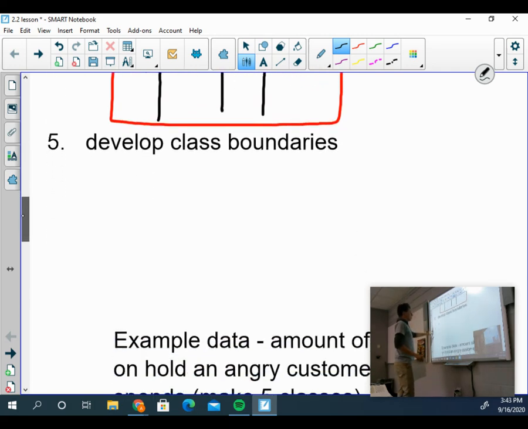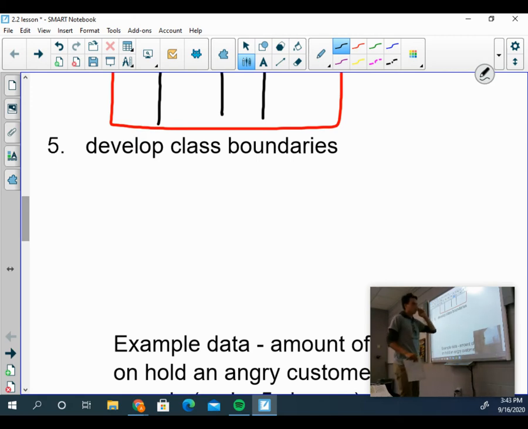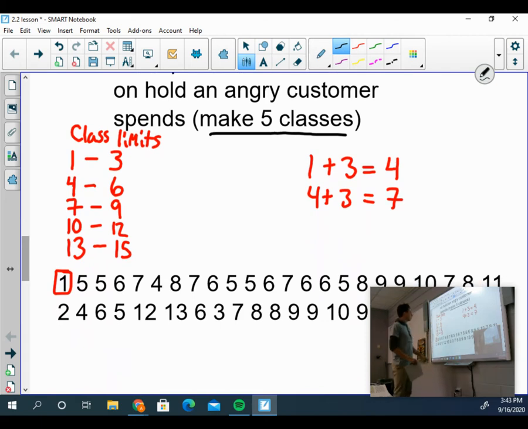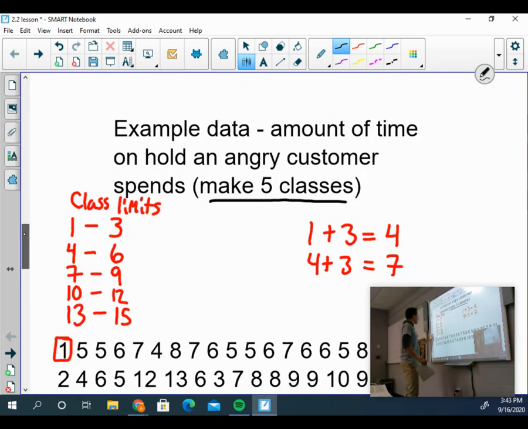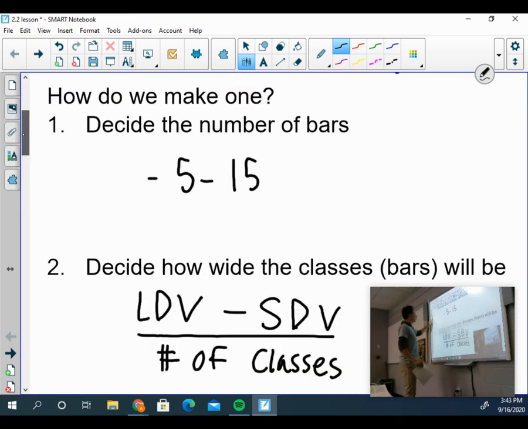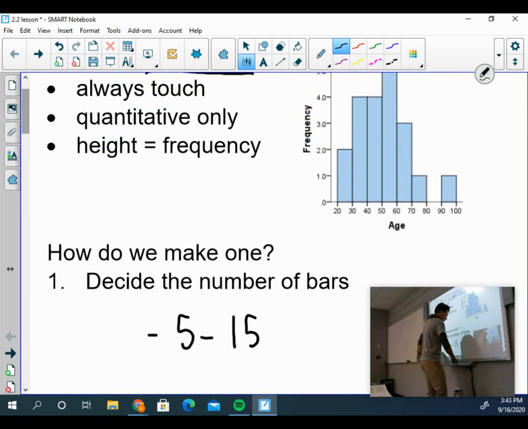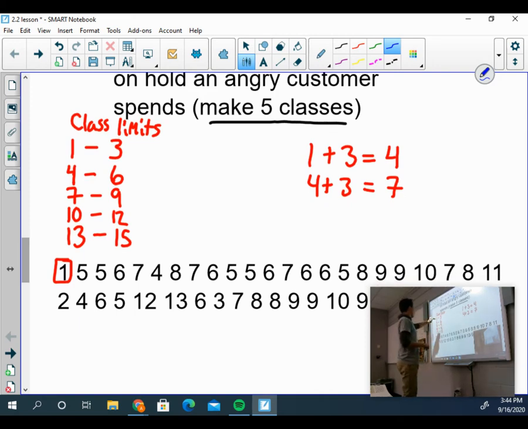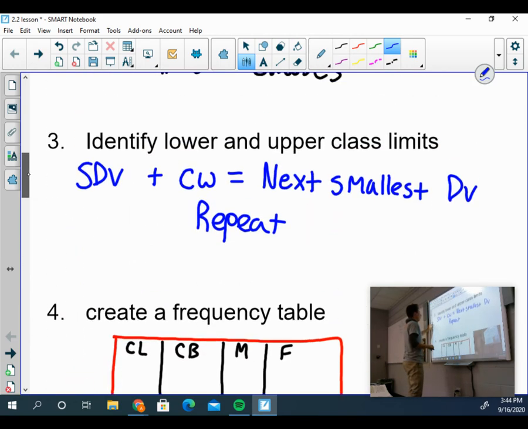So what are class boundaries? You just heard me use that term. What in the world are the class boundaries? Well, if you look at this and you go, okay, I kind of see, Mr. Carter, how we have a framework for what's going to go on the x-axis. But what you notice is the bars touch. If we look back up here, my bars are touching. 20 to 30, 30 to 40, 40 to 50. Well, what's mine look like right now? Well, it's 1 to 3, then 4 to 6, then 7 to 9. There's a gap there. So how do you find the class boundaries?